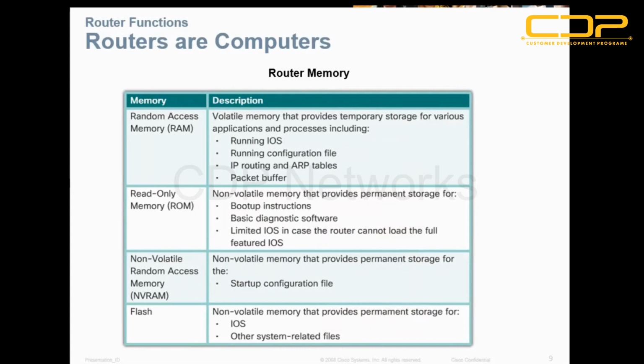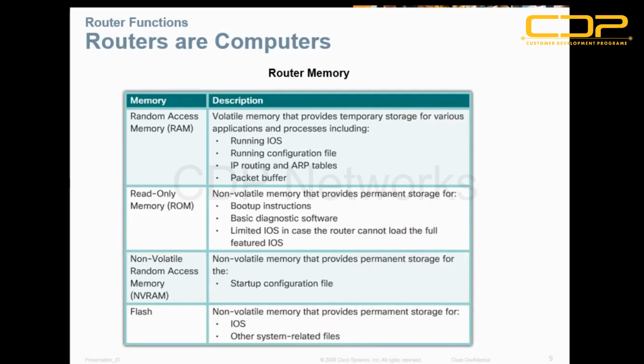Here is the memory, random access memory. This is called volatile memory. That provides temporary storage. Volatile in the sense temporary storage. If you configure some command into the router, after a particular period of time it will be erased, because RAM only executes the data running on the IOS, the running configuration file, IP routing and ARP tables. And that is called a packet buffer. If you want to send packets through the router, the RAM will provide the packet buffer also, right?